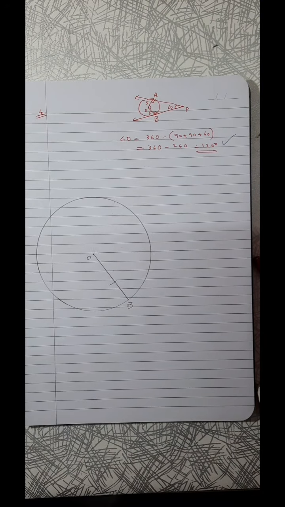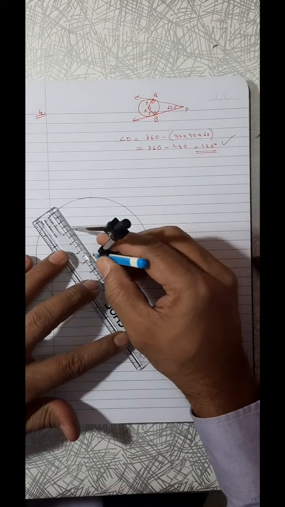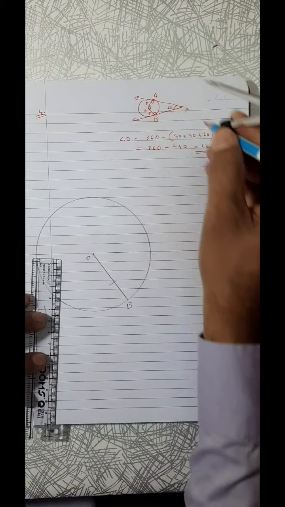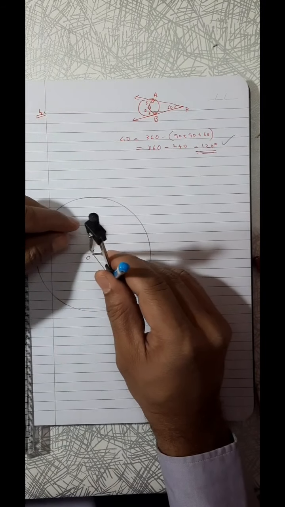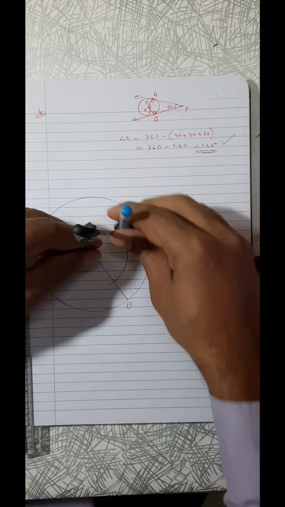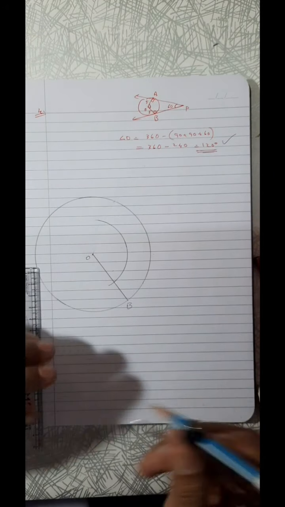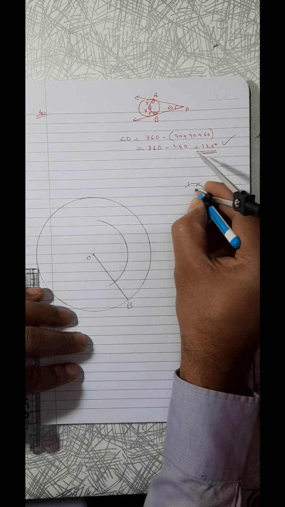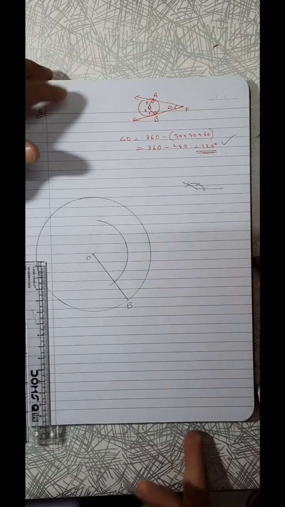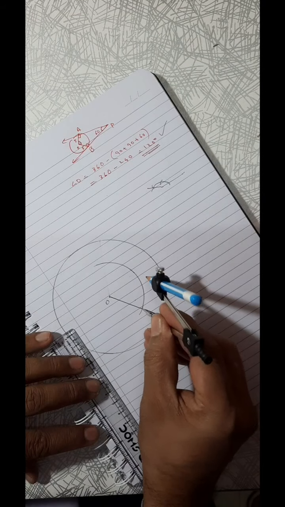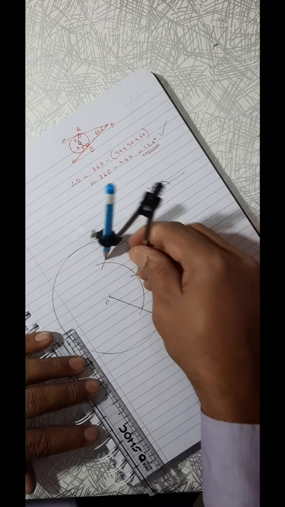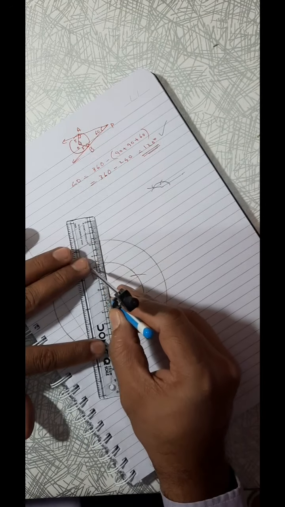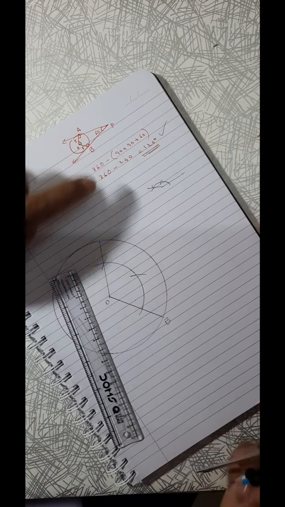Draw any radius OB, and now we will draw 120 degrees. This is 120 degrees, already calculated. So 120 degrees is needed. We know how to draw 120: one arc, then 60, then 120. Same procedure from here. Once I cut, that is going to be 60, and once again means 120 degrees. So I will join it. This is going to be 120 degrees. That means OA and OB are ready.